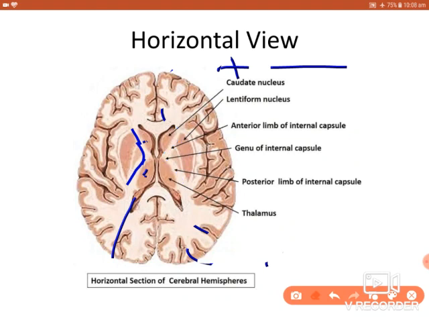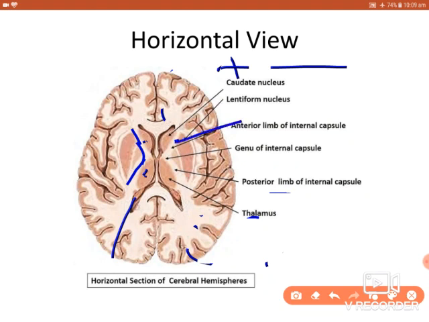So this internal capsule has an anterior limb. This is the anterior limb. This bent part is the genu. This one is the posterior limb. Then the posterior limb is continuous here with the retrolentiform part. Then there is a part going behind the lentiform nucleus, that is the sublentiform part, which is not visible here. So these are the parts of the internal capsule.